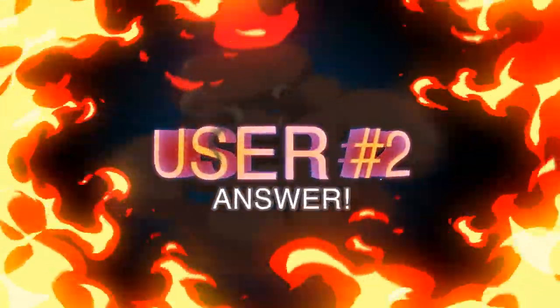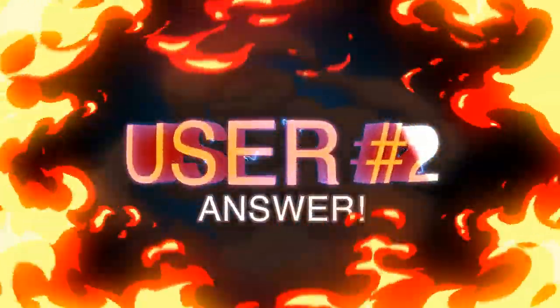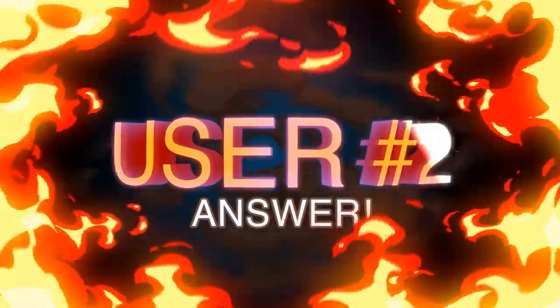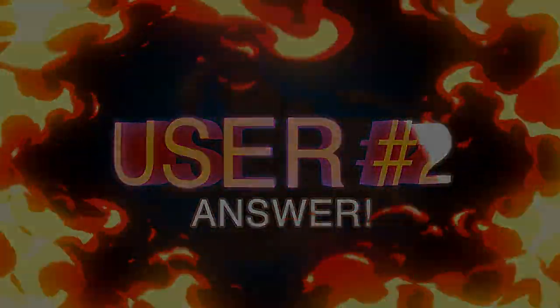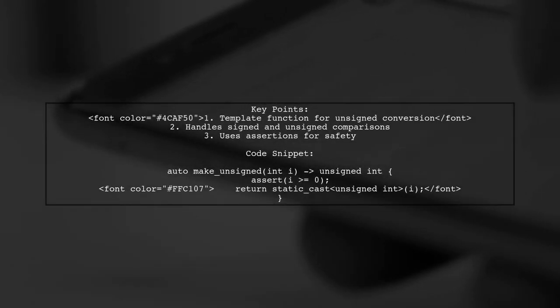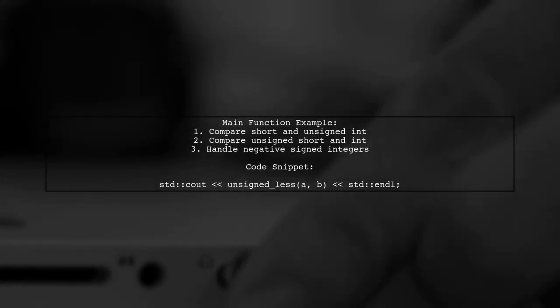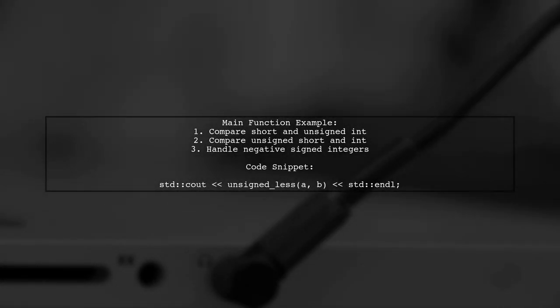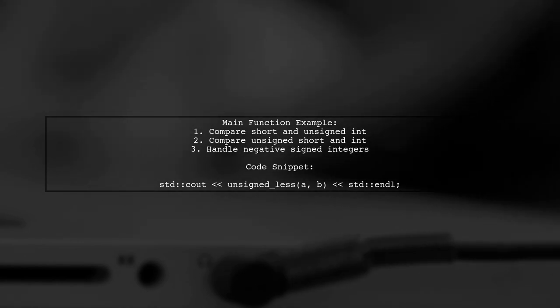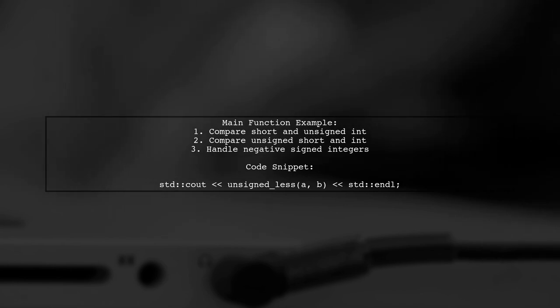Let's now look at another user-suggested answer. This solution introduces a template-based approach for comparing signed and unsigned integers. It ensures correct comparisons by converting signed integers to unsigned while handling negative values appropriately. The main function demonstrates the use of the unsigned less function with various integer types, showcasing how it correctly compares signed and unsigned integers.